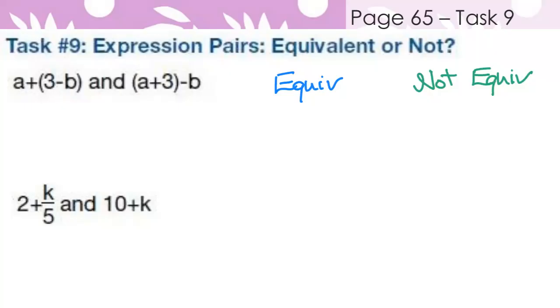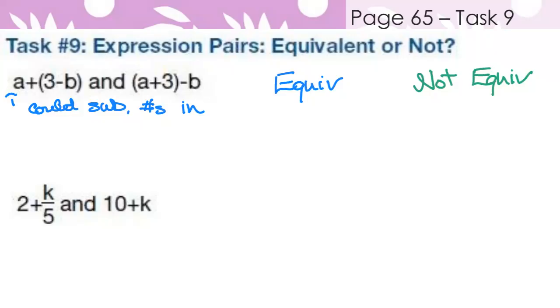I don't know if this is the right way or not, but what I do is I substitute numbers for A and B. I substituted A for 1 and then B for 2, so it's the same for both things. And then both of them give the answer 2, so that's why they're equivalent.